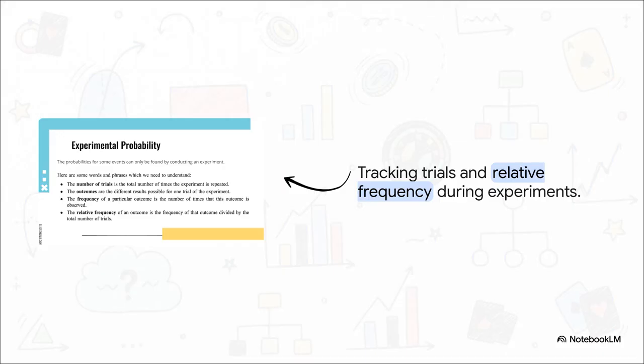When experts like casino analysts or researchers track this stuff, they look at 2 main things. First, the number of trials, which is just how many times the experiment happens. And second, the relative frequency, which is how often a specific outcome actually pops up. You just divide the observed frequency by the total trials, and boom, you've got your experimental probability.